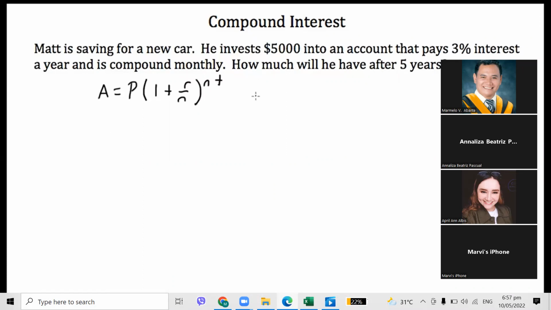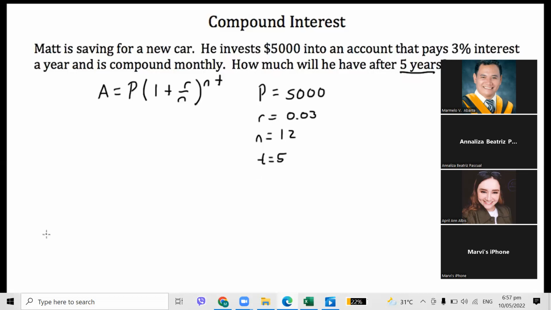We know our P. P is our initial investment, which in this case is $5,000. R is our interest rate, which is 3% per year, so 0.03. N is the number of times we compound our interest, which is monthly, and our interest is 3% per year. So since there are 12 months in a year, our N is 12. And we're going to invest for 5 years, so T is equal to 5.